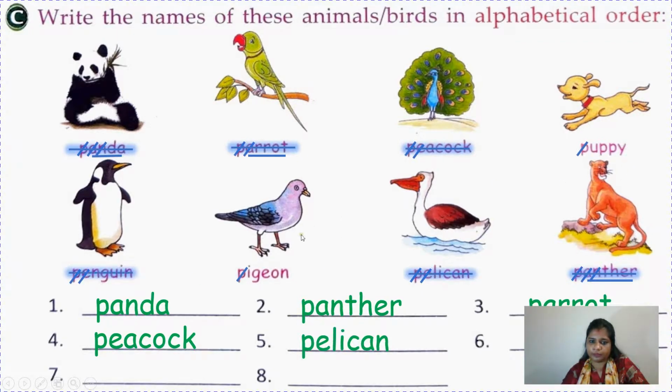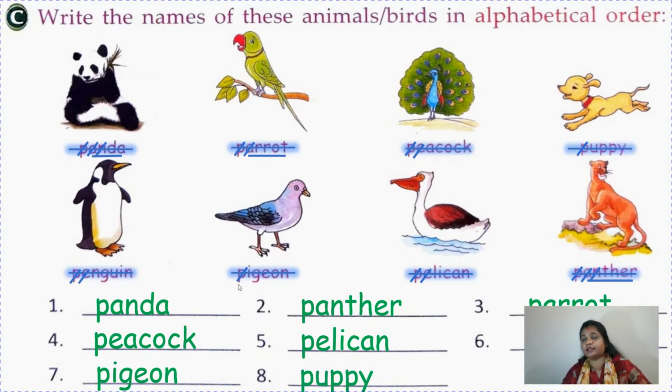Now come to puppy and pigeon. So obviously in U and I, I comes first, so we will write pigeon. And then last is puppy. See children, if you concentrate and do it, you can do it easily. Don't worry that confusing words are there or first, second, third letters are same. No problem. You can easily do this.